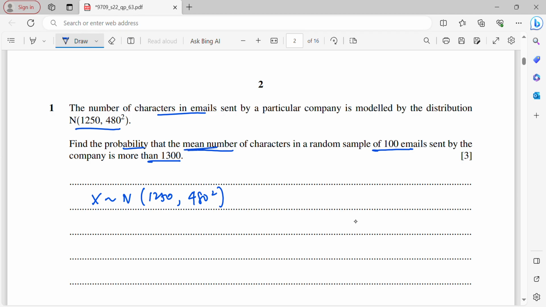Now it's mentioned the mean number in 100 emails. So you need to get the distribution of the sample mean, which has the same mean value, 1250, but now the variance has changed to 480 squared over 100. And now we need to find the probability that the sample mean is greater than 1300.